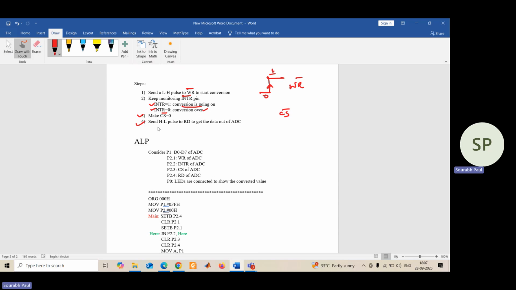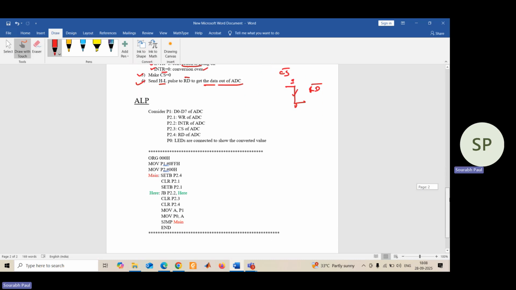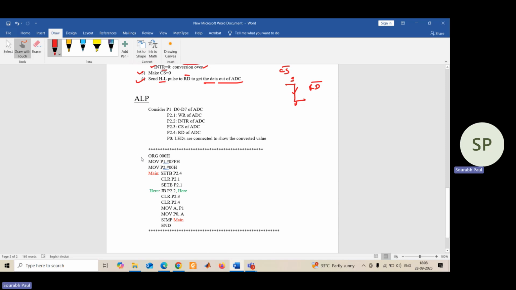Then finally, you have to make a high to low transition on the RD bar. RD stands for read bar. You have to apply a transition from 1 to 0, that is the signal from high to low, to get the data out of the ADC. So these are the 4 steps followed to write an assembly language code for the interfacing of this 0804 with 8051. Now, here this is the assembly language code, and here I have considered that I am connecting the P1 port of 8051.